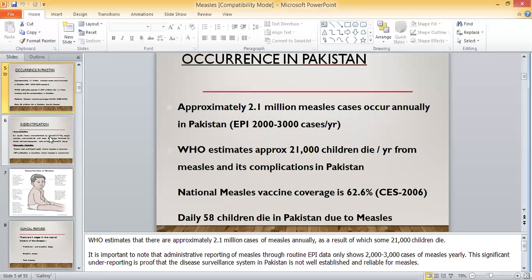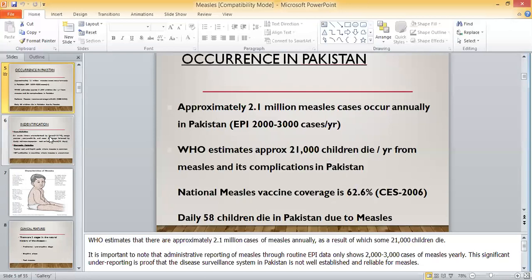In Pakistan, 2.1 million children are annually affected by measles, and 21,000 children die due to measles and its complications, mostly due to pneumonia, which is the most dreaded complication of measles. National measles vaccination coverage is 62.6%, although it's old and an exaggerated figure. The right figure might be around 50 or below.